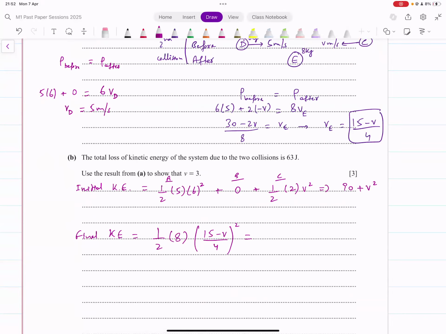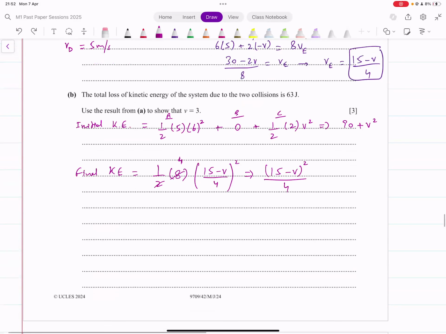And that simplifies to, we have 4 outside and then 1 power of that gets cancelled. And that's going to be 15 minus V whole squared over 4, right? We have 16 here and 4 here. We would end up with this. That's the final kinetic energy.